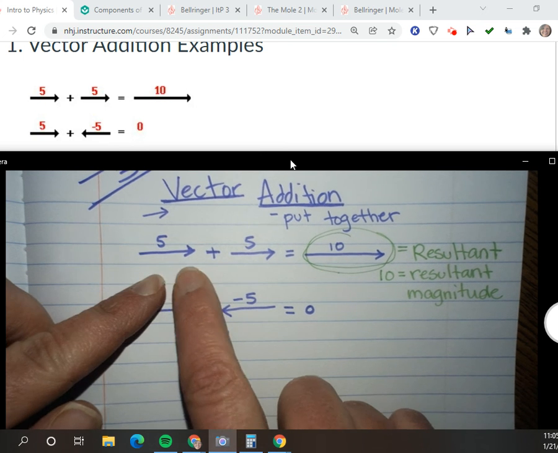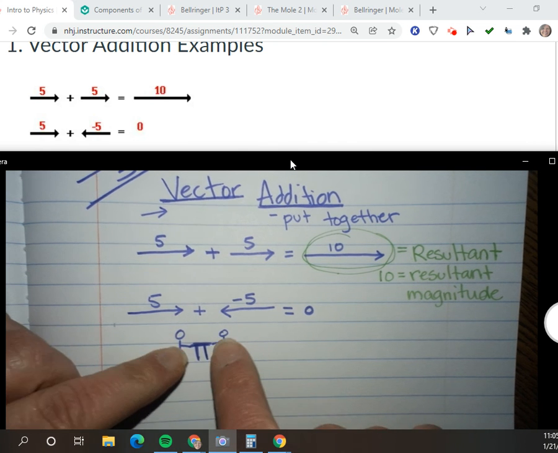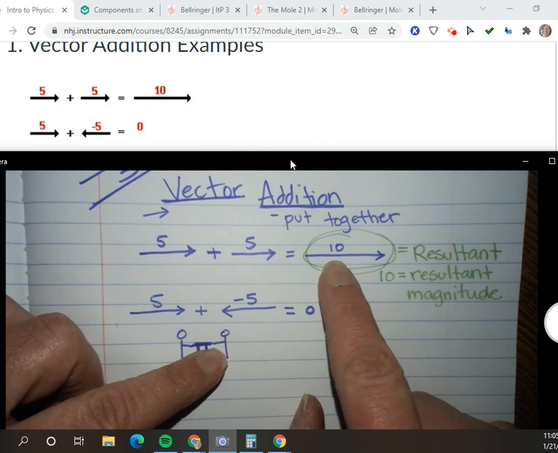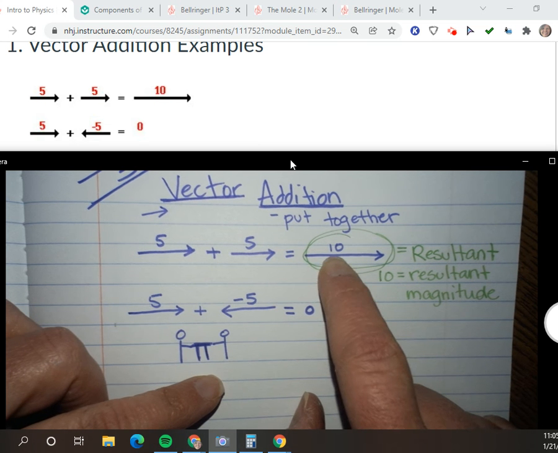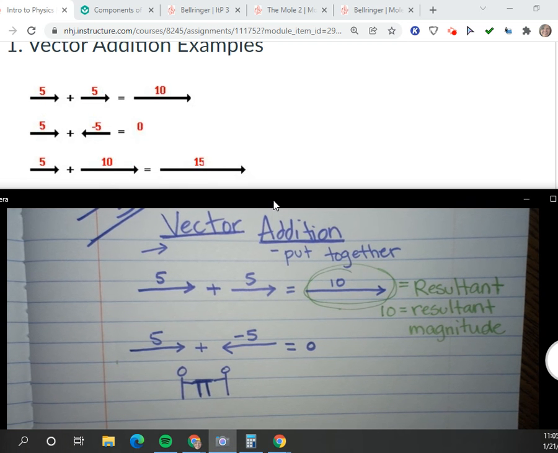All right, so if our people are pushing or pulling on the desk in the same direction, that desk is going to move with a force of 10. Makes it easier to move a desk with 2 people. All right, that sounds easy. Let's look at some more.